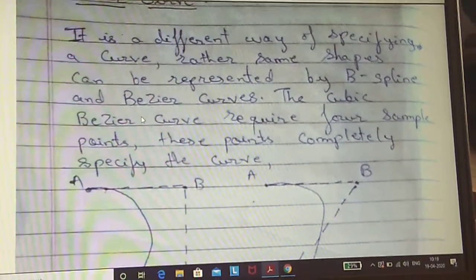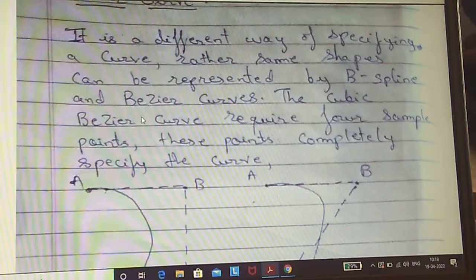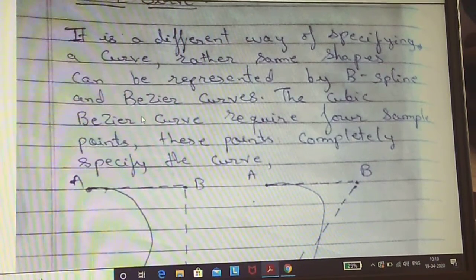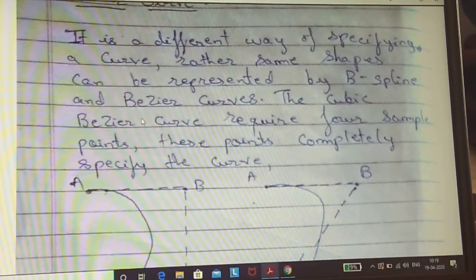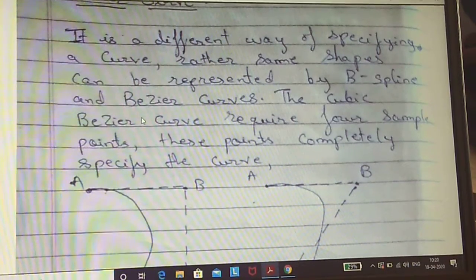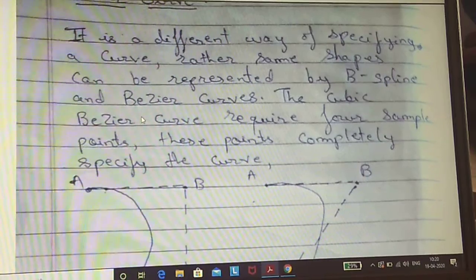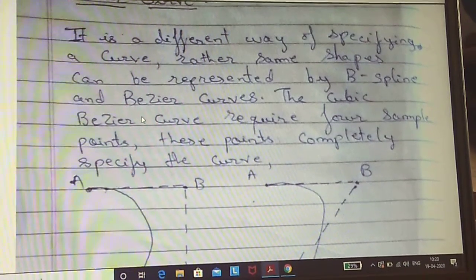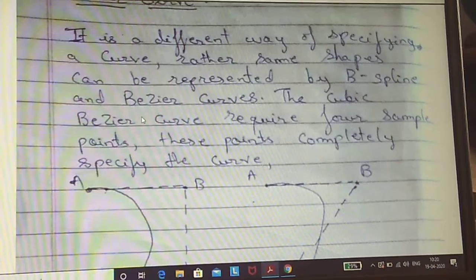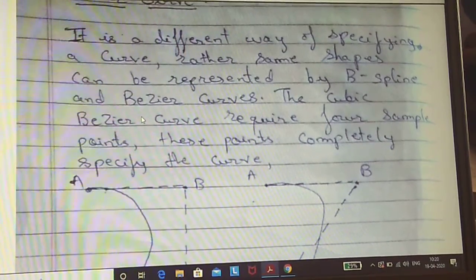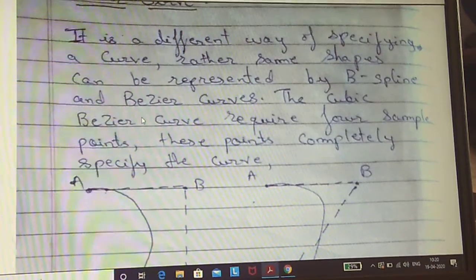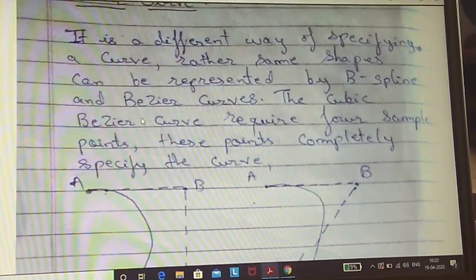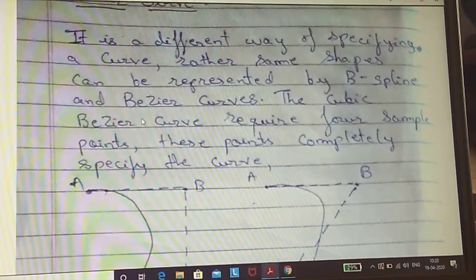Now the properties. First, we can say the basis functions are real in nature. As we have placed the numbers, it is not compulsory to change the shape. Here the sample points are given and directly we have to pass it, so it is compulsory to pass through the first and last point. The Bezier curve always passes through the first and last control point, that is, the curve has the same ends as the guiding polygon. It matches the polygon, which is expected.